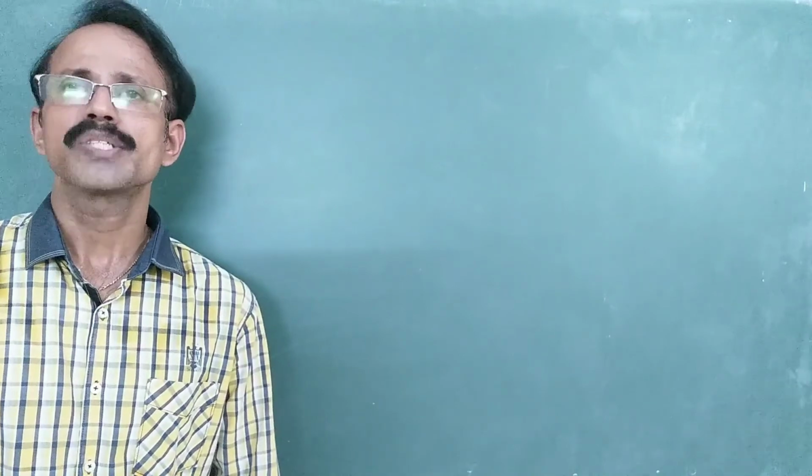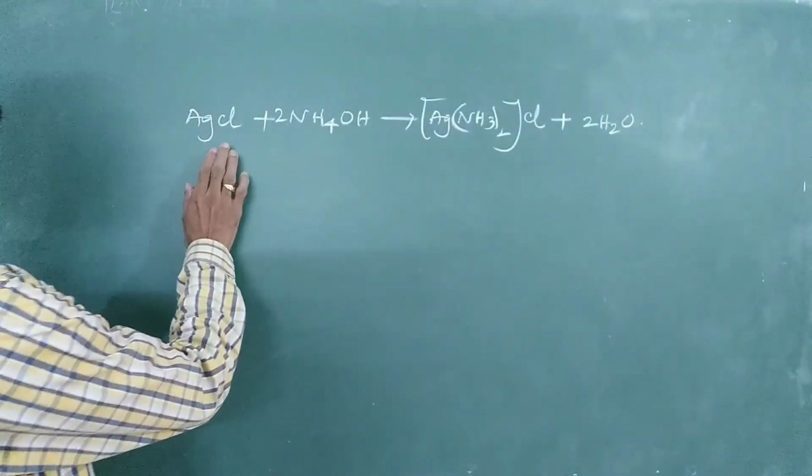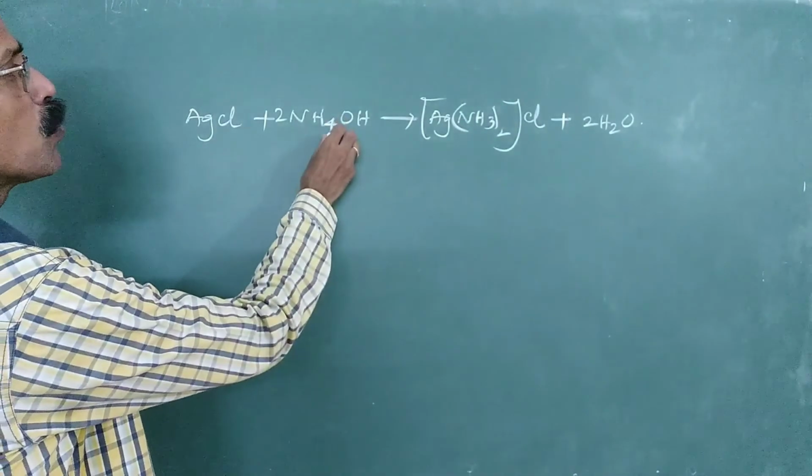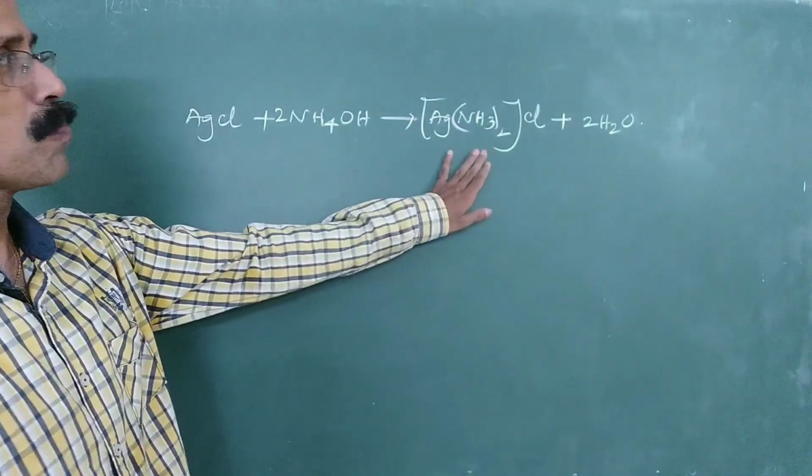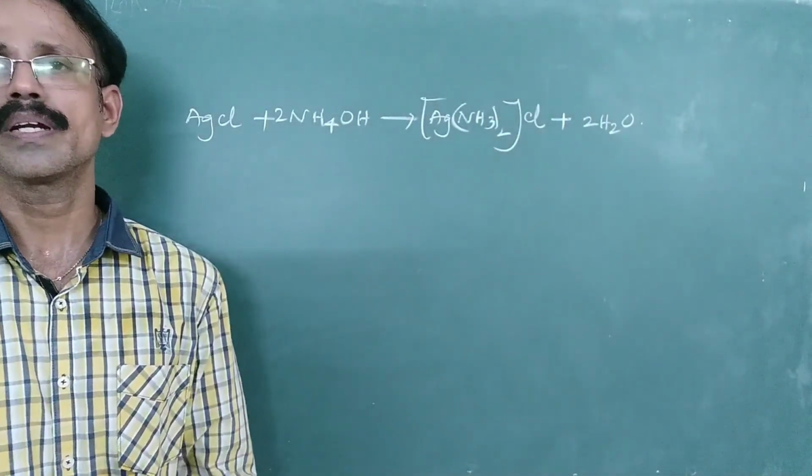Sometimes the solubility of a substance increases due to the formation of complex. For example, silver chloride is soluble in ammonia due to the formation of a complex with ammonia molecules. Here silver chloride is reacting with ammonium hydroxide or ammonia solution to form this complex, due to which it becomes soluble.